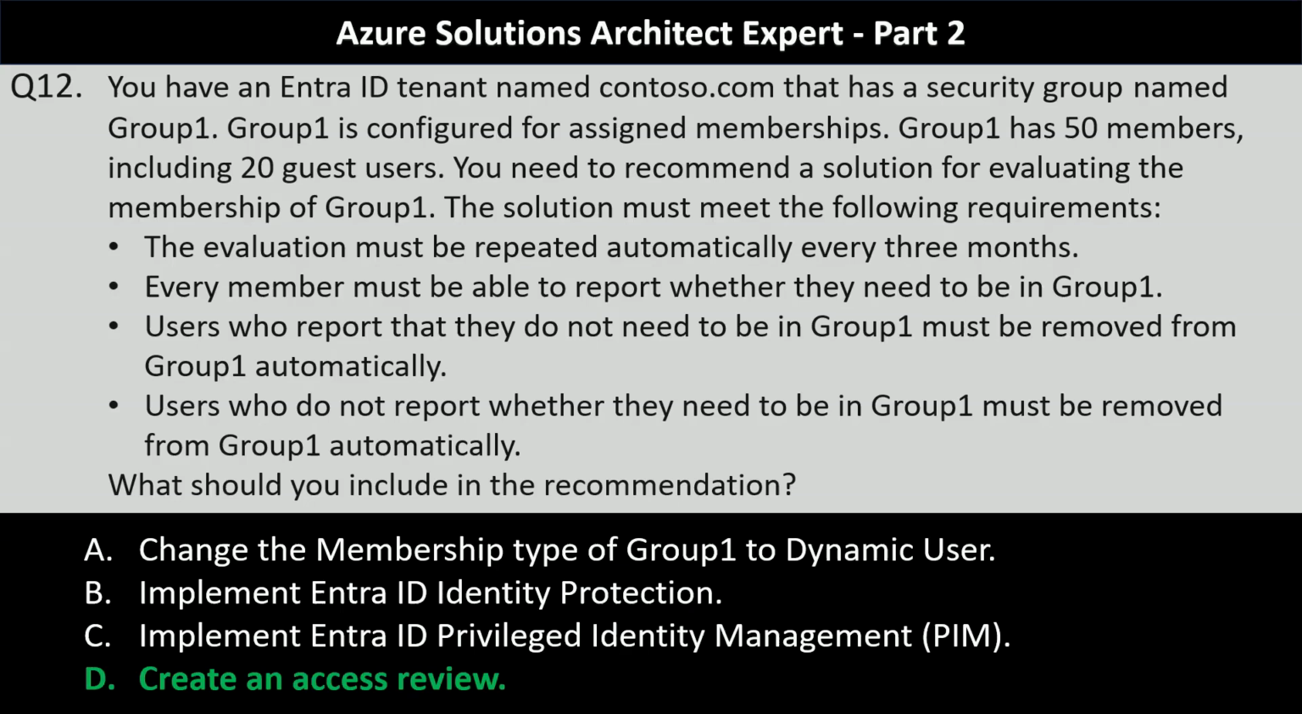Now, access reviews in Entra ID can be configured to repeat automatically, such as every 3 months, which satisfies the automatic reevaluation requirement. Users can be prompted during the review to indicate if they need to remain in the group. This allows every member to report their need to stay in the group, which is also called self-reporting. Now, users who either do not respond to the review or indicate they do not need to be in the group can be removed automatically based on the review result, which satisfies the last 2 requirements of automatic removal.